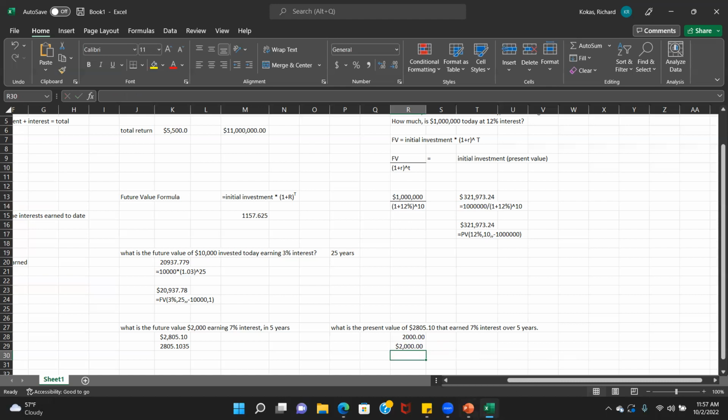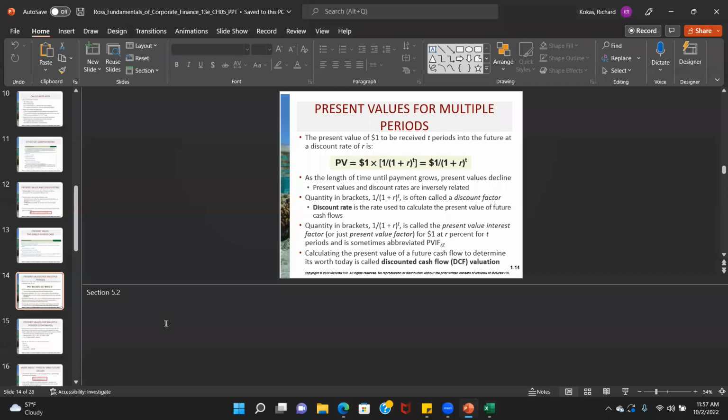Beautiful. I think this is really one of the best concepts for people to have, present value, future value. So when we're looking at a PowerPoint, this $1, which is the initial investment, divided by 1 plus R raised to the T, it's often called the discount factor.